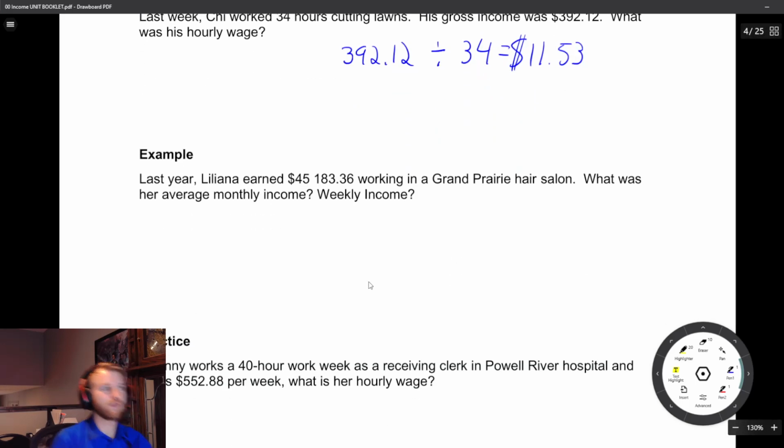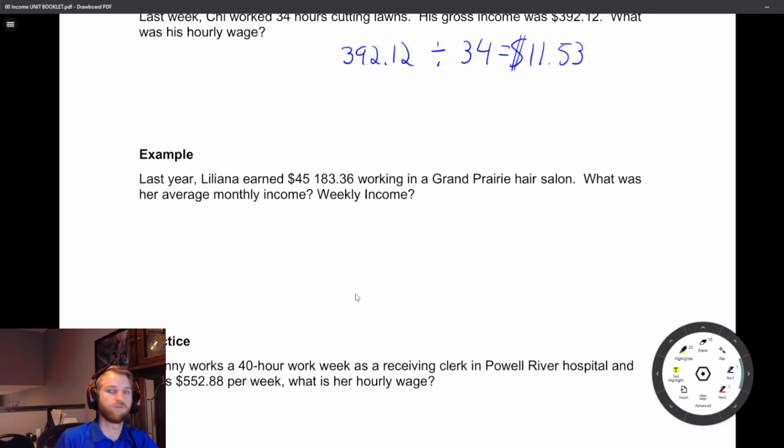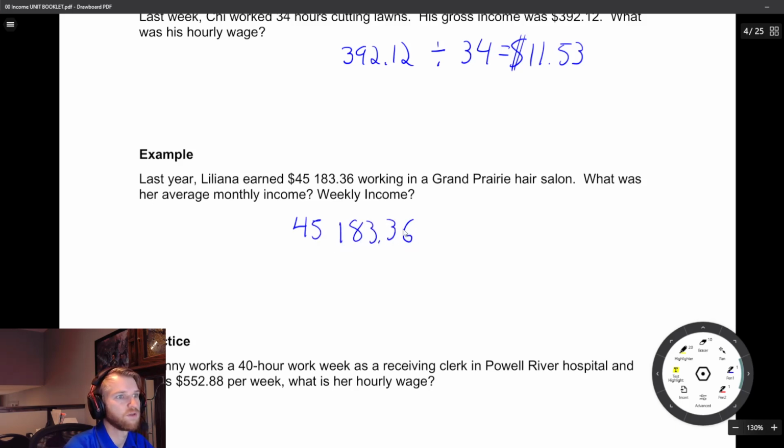Okay, the next one is the exact same idea, except instead of talking about hours they worked in a week, this is talking about how much they made in a year. So last year, Liliana earned $45,183.36 working in a Grand Prairie hair salon. What was her average monthly income? And then it says weekly income. So if this is how much she made in a year, $45,183.36, how much did she make in every month?